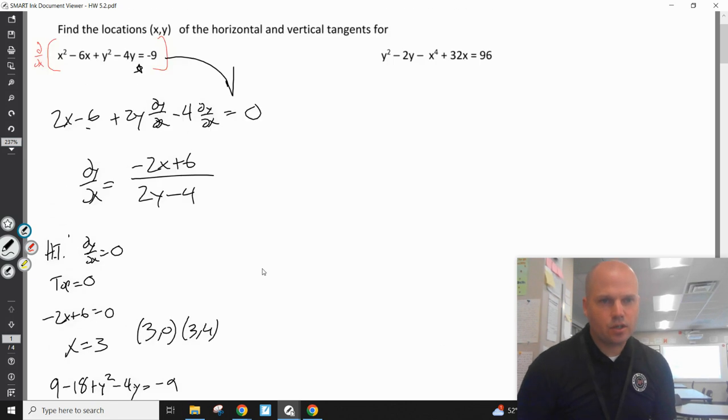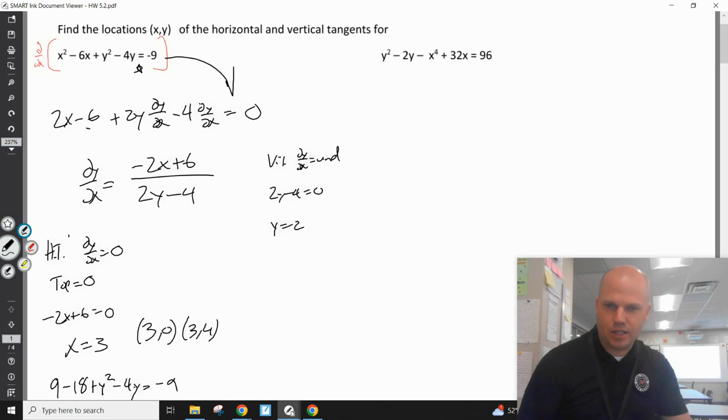Vertical tangents are when your derivative is undefined. When you have a fraction, when will we say our fraction is undefined? It's when your denominator equals 0. So you got 2y minus 4 equals 0. You get y equals 2.